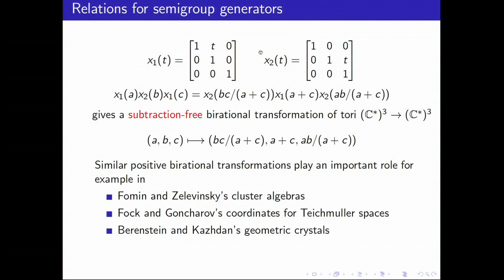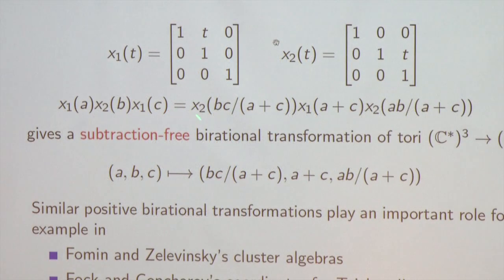Take x1 of t, which is this generator, and x2 of t, which is this generator, depending on the parameter t, and multiply them together in this way. So do x1 something, x2 something, x1 something, and you notice that you can rewrite it also in terms of x2 something times x1 something times x2 something.